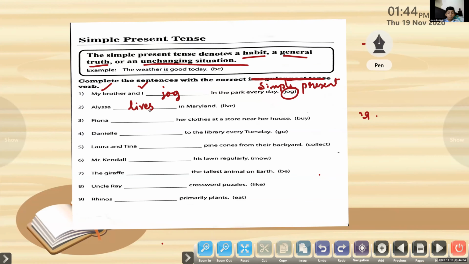Correct. Next one, who can tell? Fiona dashes her clothes at the shop near her house. The name is Fiona. Which form of buy should be used there? Fiona is singular. It's a singular noun. So how will you change this? Buy, it's singular, so you can use buys.